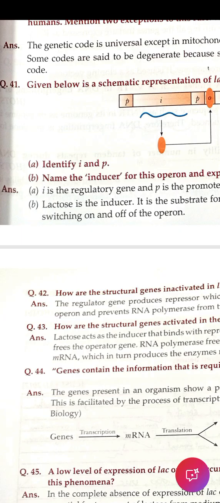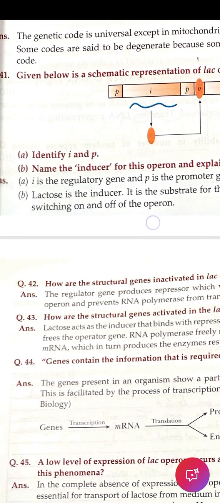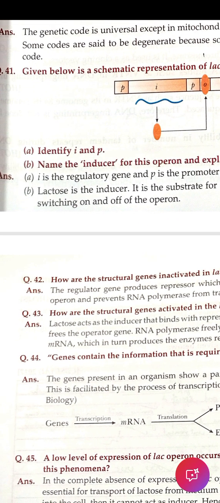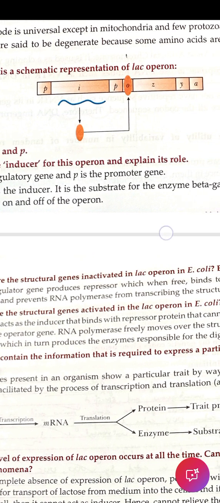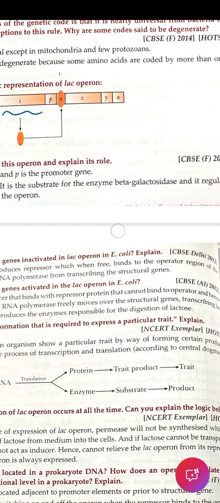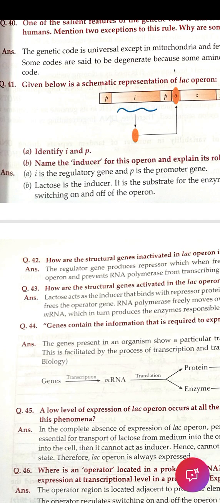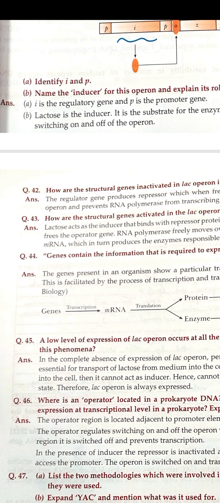Now next question B is name the inducer for this operon and explain its role. So answer is lactose is the inducer. Okay. Lactose is the inducer. It is the substrate for the enzyme beta galactosidase and it regulates switching on and off the operon. Okay.